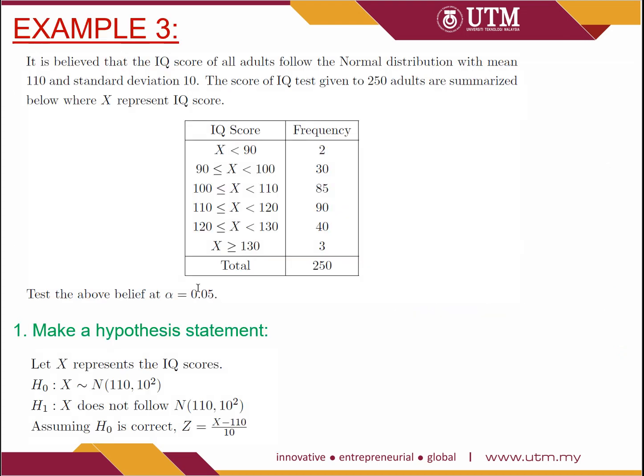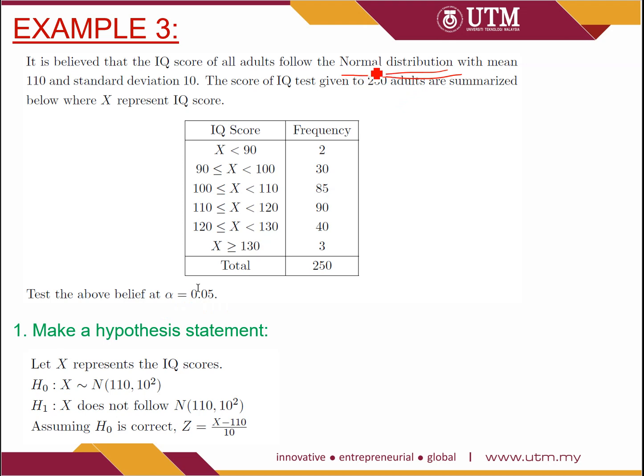Okay, let's look at example 3. It is believed that the IQ score of all adults follows the normal distribution with mean 110 and standard deviation 10. The scores of an IQ test given to 250 adults are summarized below, where X represents IQ score. Test the above belief at alpha 0.05.